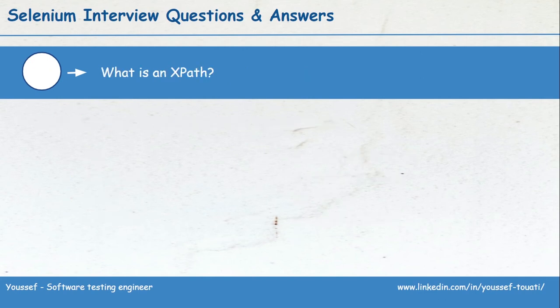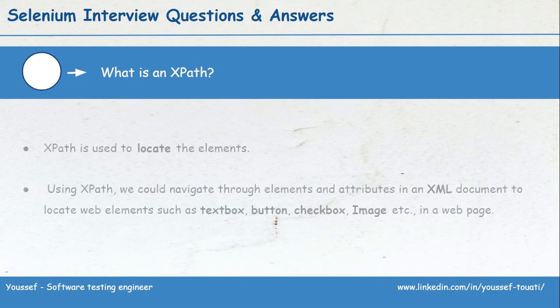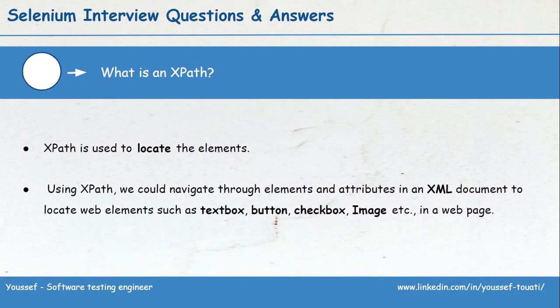Now, what is an XPath? The famous XPath. XPath is used to locate the elements. Using XPath, we could navigate through elements and attributes in an XML document to locate web elements such as text box, button, checkbox, image, etc.